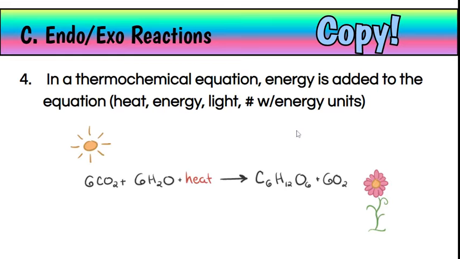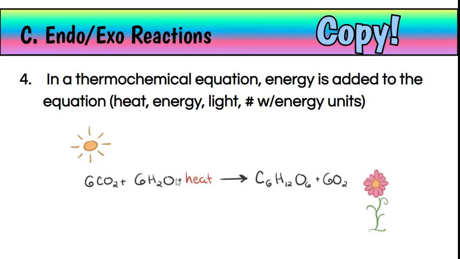Okay. In a thermochemical equation is what we'll be looking at. Thermo meaning heat, chemical equation, just like balanced equations we talked about a long time ago. In a thermochemical equation, energy is added to the equation, and it could be written as heat, could be written as energy or even light, or it could have some sort of energy unit. It could say something like 25 calories or 250 kilojoules or 115 joules. Could be any one of those with an energy unit, which is why we spent some time looking at energy units.